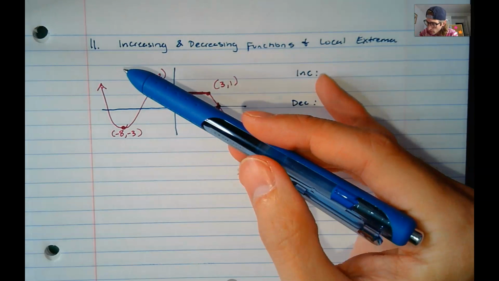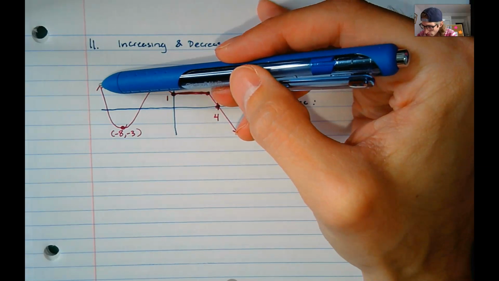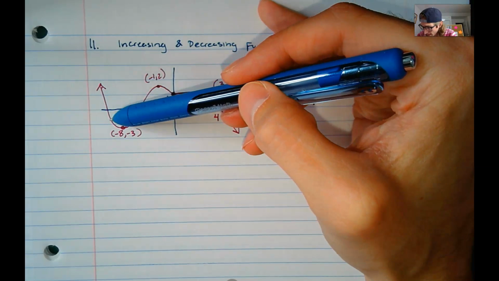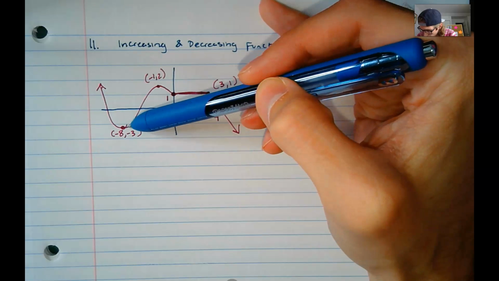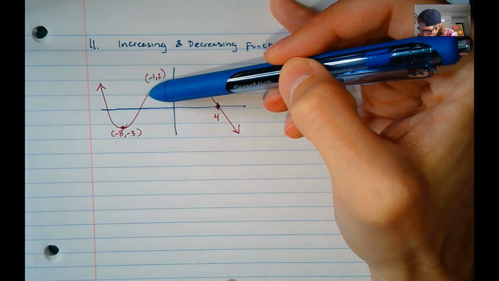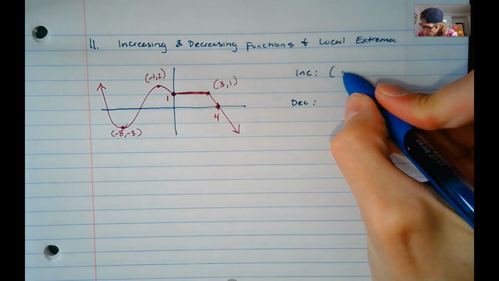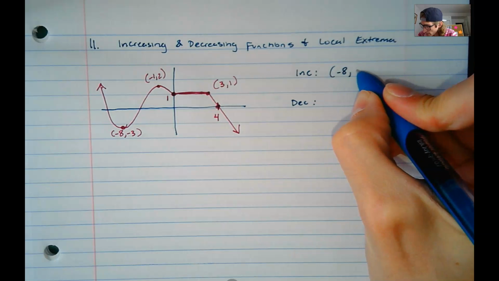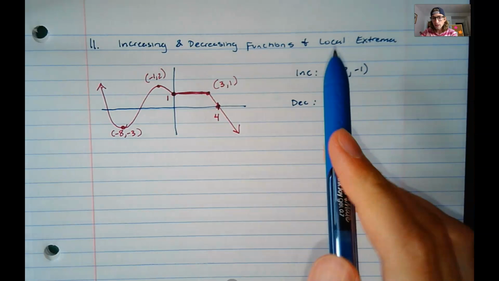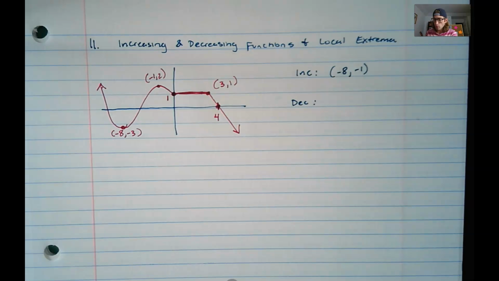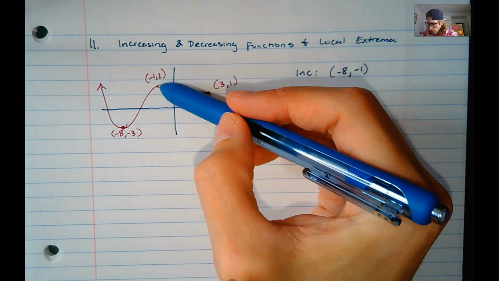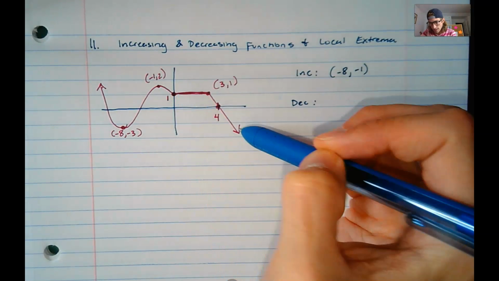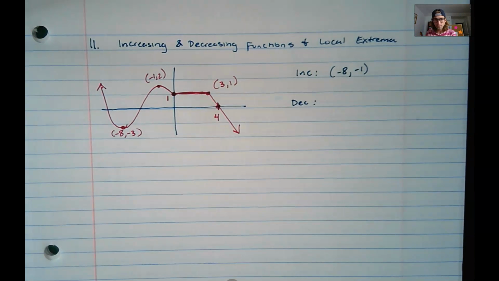Looking at this, where's this graph increasing? If we trace along, I'm heading downwards till I get here. And from here to here, I am going up. So there is an increasing interval from -8 to -1. Notice parentheses, no brackets. I'm following along down, constant down, no more increasing.